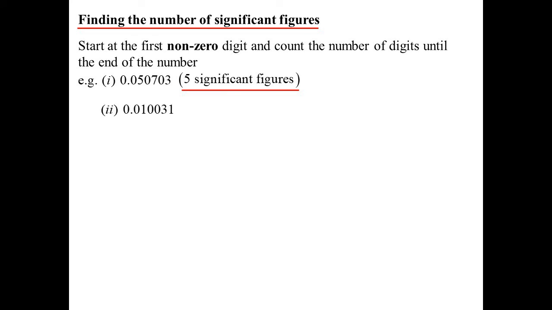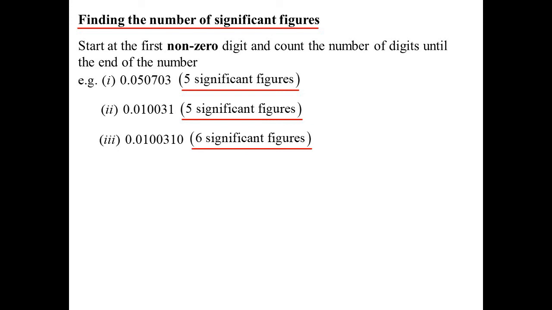0.010031. Start at the 1, count to the end. 5 significant. Now 0.01000310. Start at the first number, count to the end. That 0 they've placed there, we're counting it at the end because it's there for a reason. It's telling us about the accuracy, so it is significant. So we have 6 significant figures.